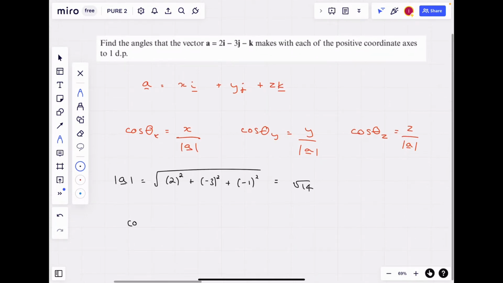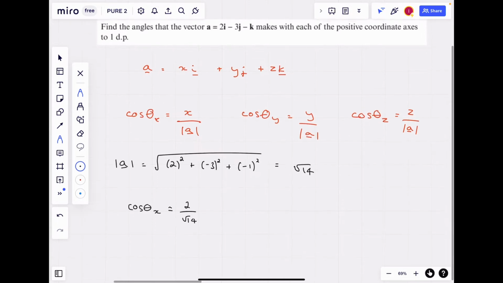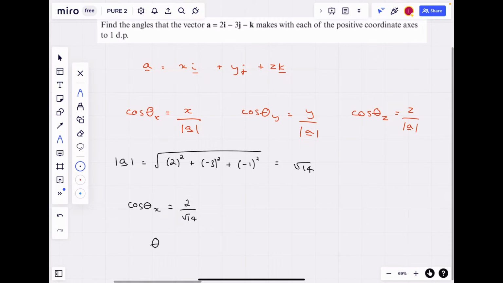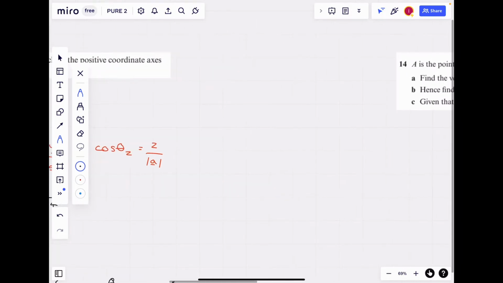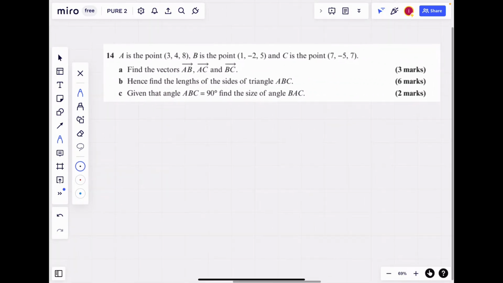Now, cos theta x is going to be 2 over root 14, and now you do cos inverse. So theta x equals 57.7. Theta y would be 143.3, and then theta z would be 105.5. That's it. Nice and easy. Okay? Cool. Let me go through this question, and then you're going to try one on your own.